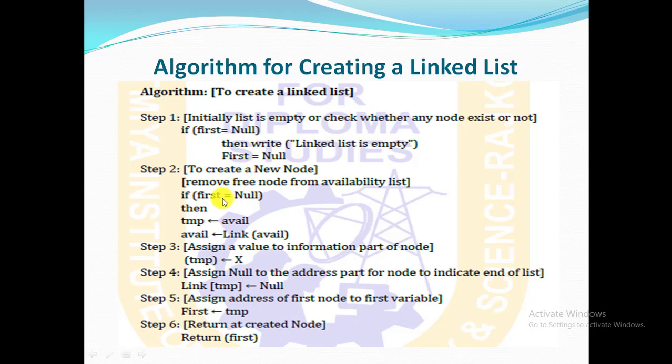To create a new node, we remove the node or free node from the availability list. If first is equal to null, then temp is equal to oval and oval is equal to link of oval. Then we are assigning the value inside the node. Then assign null to the address part for the node to indicate the end of the list, that is link of TMP is equal to null. And assign address of first node to the first variable, that is first is equal to TMP.